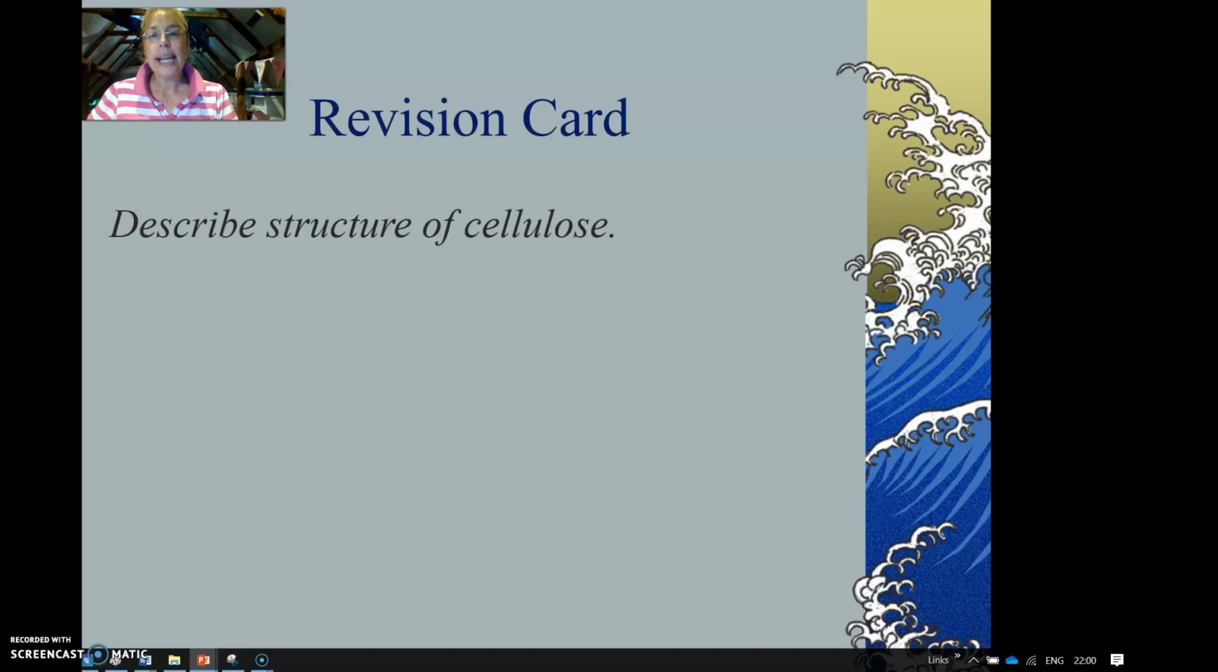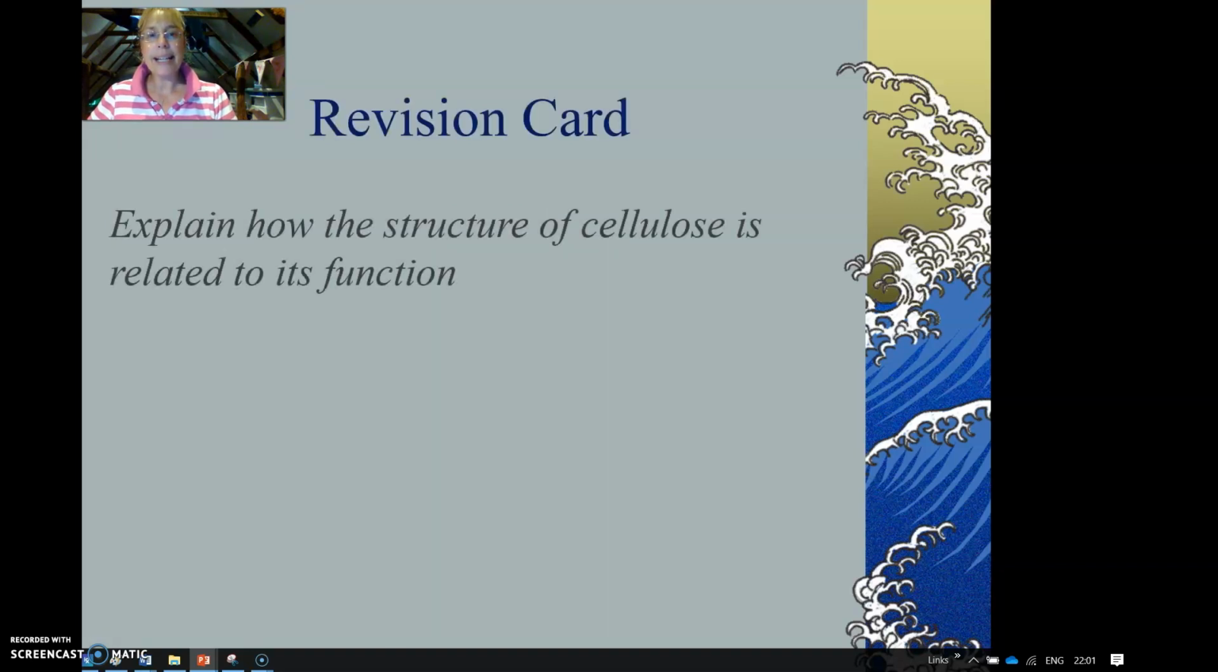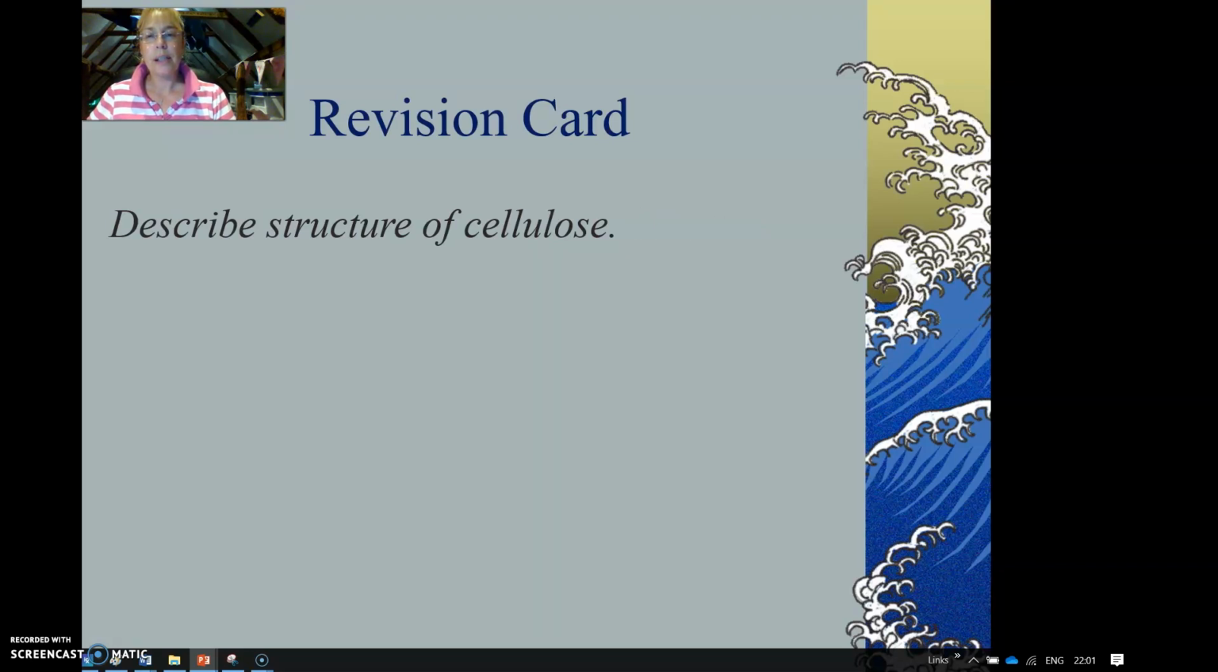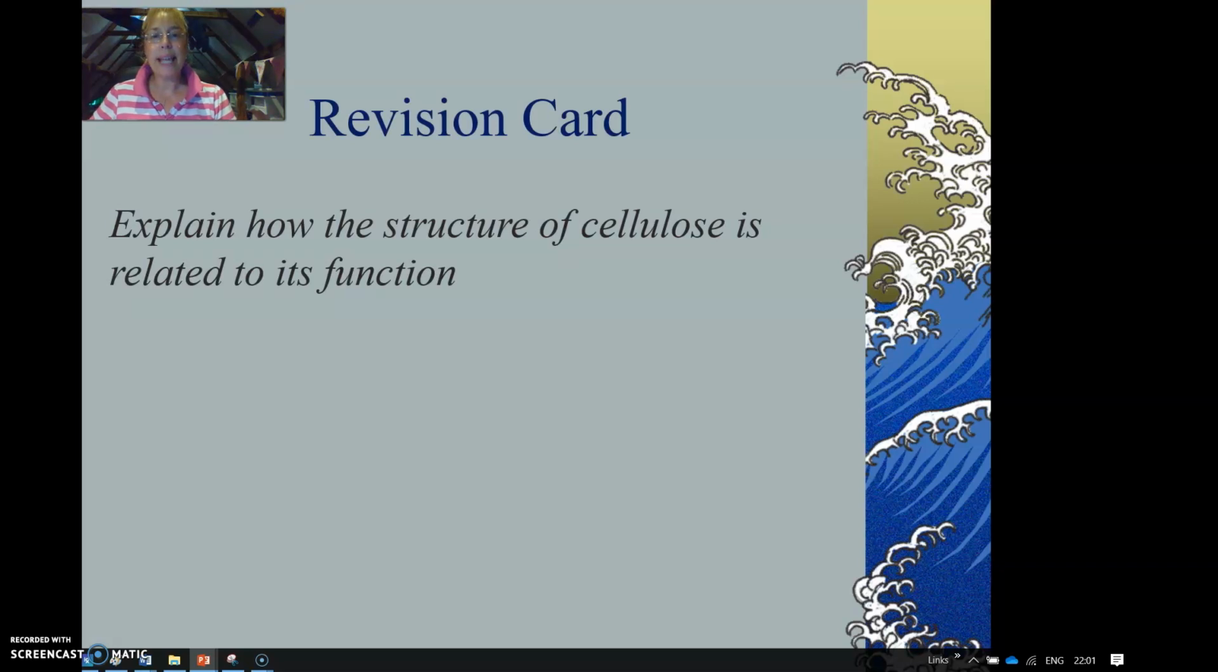So what I'd like you to do is I'd like you to pause the video and take the time to write 2 revision cards. Describe the structure of cellulose and explain how the structure of cellulose is related to its function. So I'm going to put it back on the first one. If you get your revision cards out, describe the structure of cellulose. And then explain how the structure of cellulose is related to its function. Pause the video to do that and restart when you're ready.